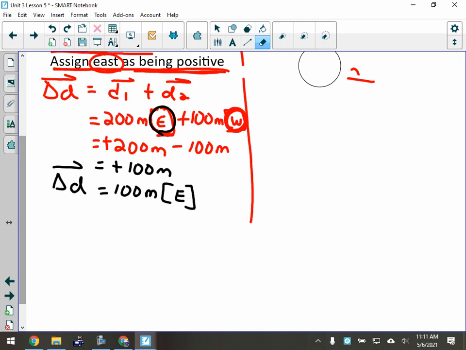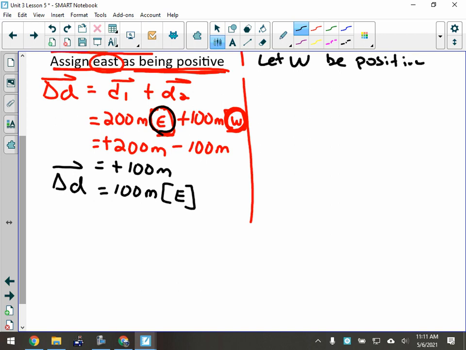So what happens if you did the opposite of this one? This is where I want you to pay attention. You can even write this on your side here if you want. What happens if you said, let west be positive? How does this change now? So I would start with the same stuff here, D1 plus D2, okay? Those vectors, basically, those displacements, okay?